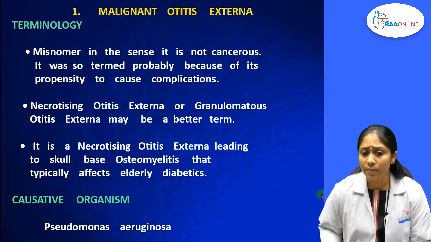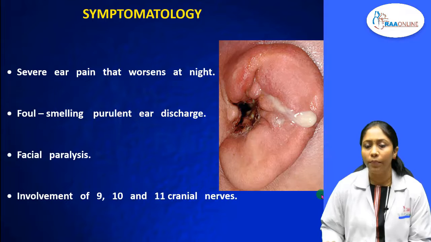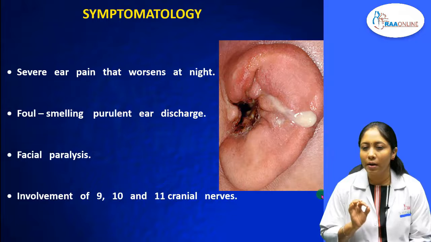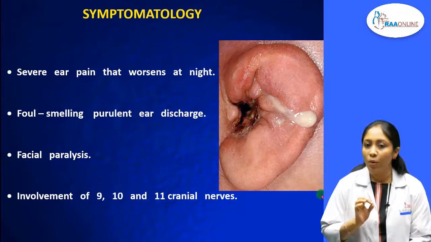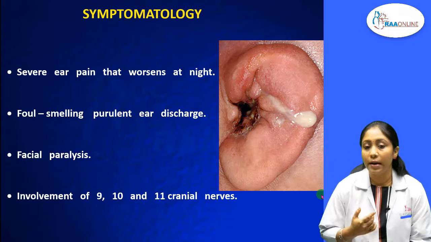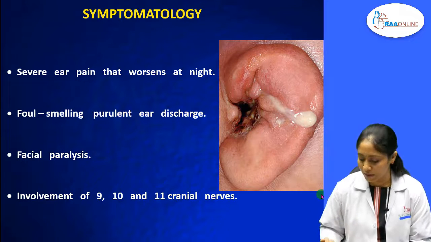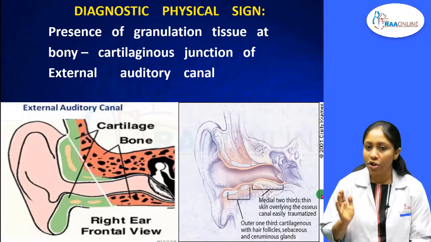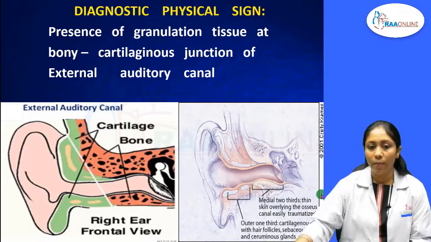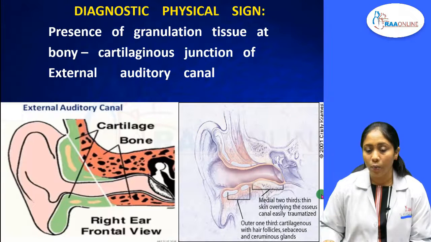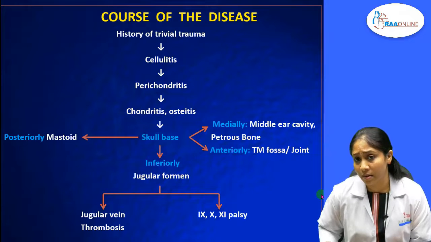The causative organism is usually Pseudomonas aeruginosa. Symptomatology: you typically have a patient that comes to you with very severe, excruciating pain in the ear which worsens at night, foul smelling purulent ear discharge, facial paralysis and involvement of 9, 10 and 11 cranial nerves. The diagnostic physical sign is the presence of granulation tissue at the bony cartilaginous junction of the external auditory canal. Now if you can remember, this is the section which shows you the external auditory canal and the way in which granulomatous otitis externa can affect.